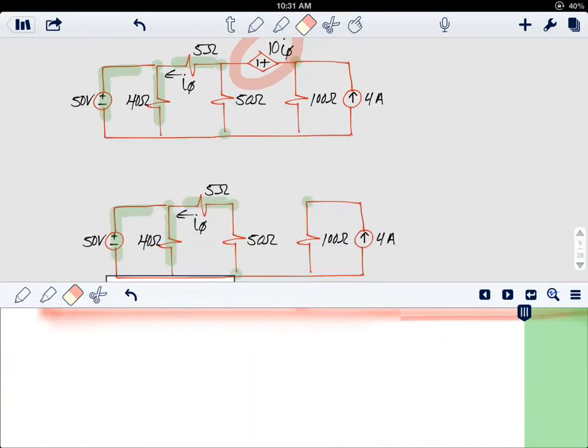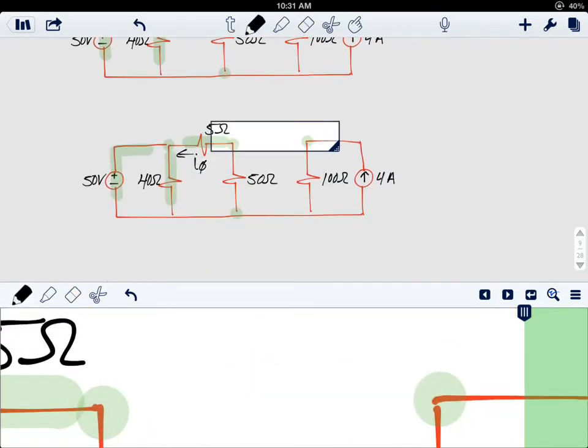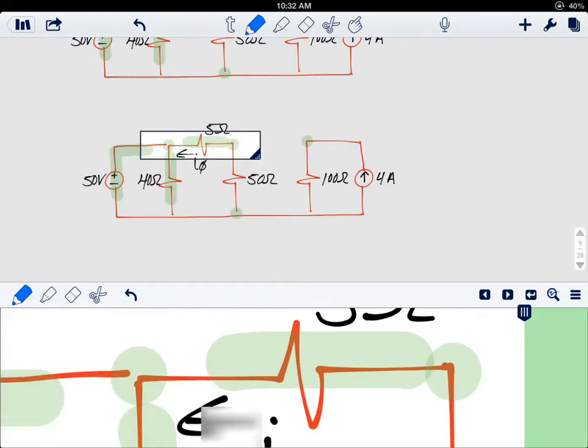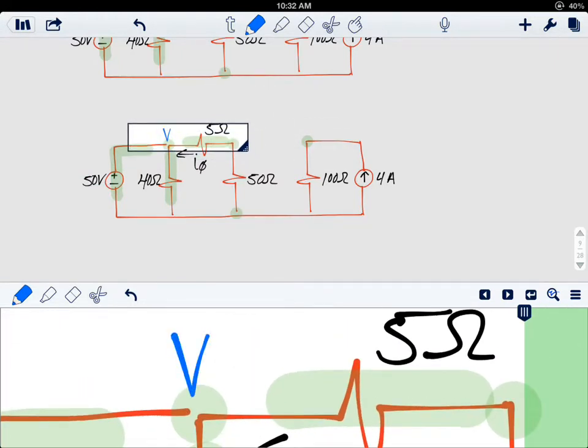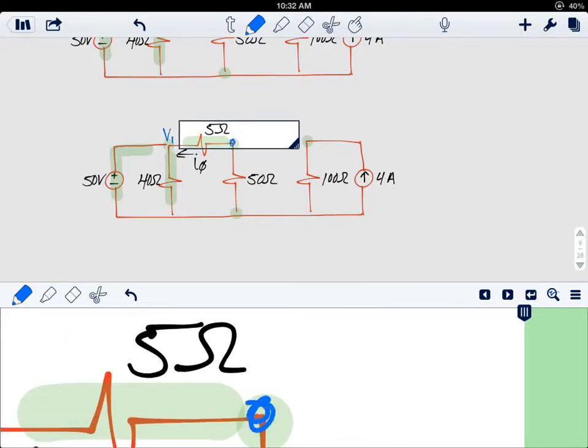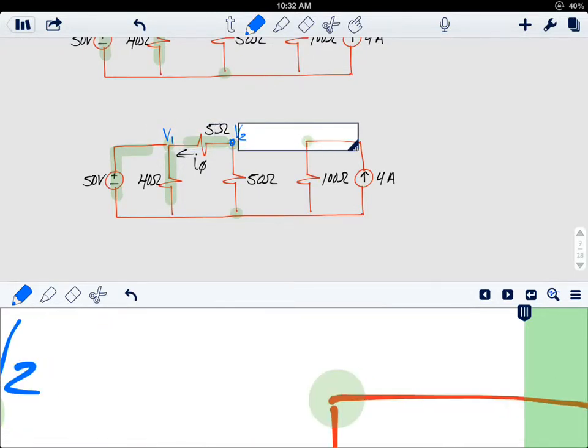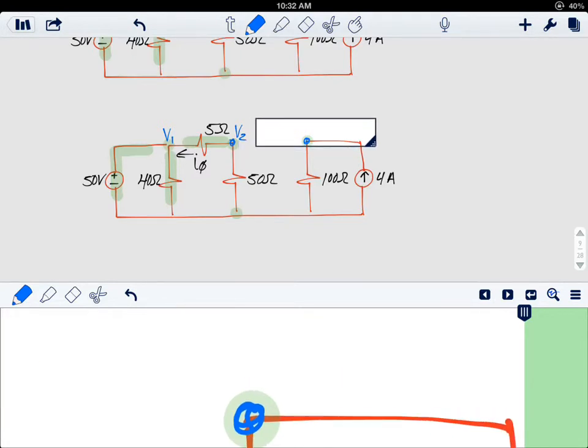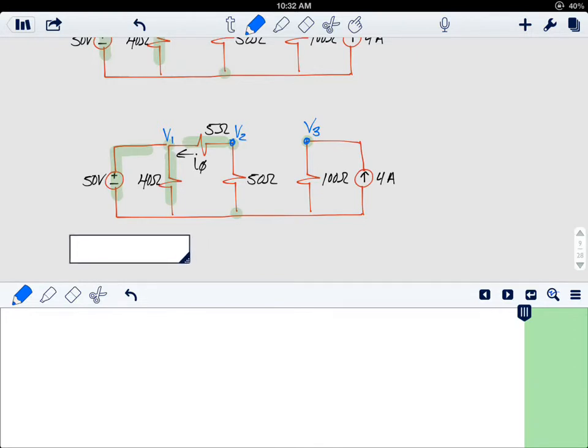And from here, we can start our analysis with our node method. The thing is that we will derive the supernode equation around the node that is the supernode.